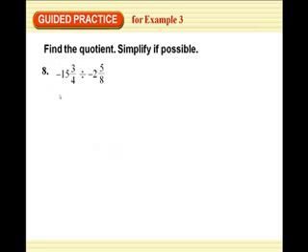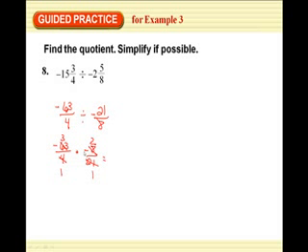Ooh, these are big. -63/4 divided by -21/8. Okay, so first fraction stays the same. Change to multiplication. Flip this one over. Oh, good, they cancel. 21 goes into 21 once. 21 goes into 63 3 times. 4 goes into 4 once. 4 goes into 8 2 times. 2 negatives make a positive. 6/1, which is just 6. That's a lot to just get 6, wasn't it?